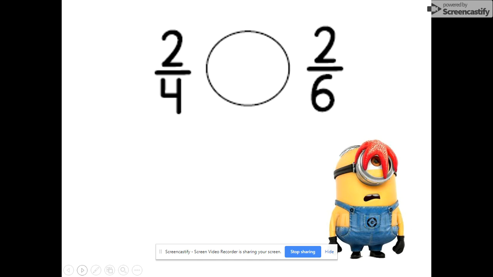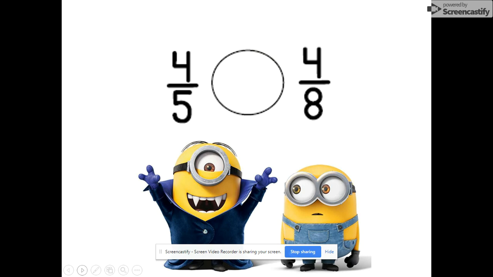Try this one on your own. 2/4 and 2/6. Compare those two fractions and pause the video. If you said 2/4 is greater than 2/6, you're correct because sharing with 4 people gives you more than sharing with 6 people. Let's compare 4/5 and 4/8. Pause the video. If you said 4/5 was greater than 4/8, you're correct because I would be getting 4 out of 5 slices of pizza. But if I have 4/8, that means I get 4 slices of pizza still, but I have to share with 8 other kiddos, and that gives me a smaller slice.